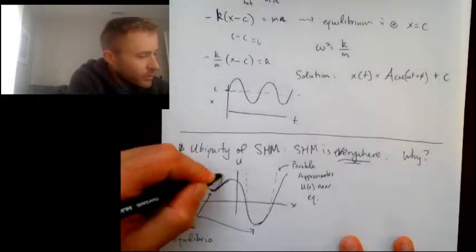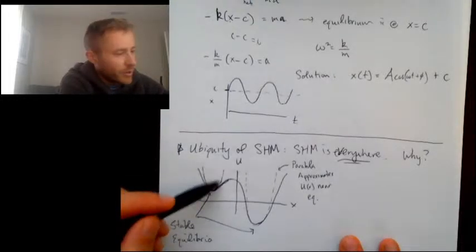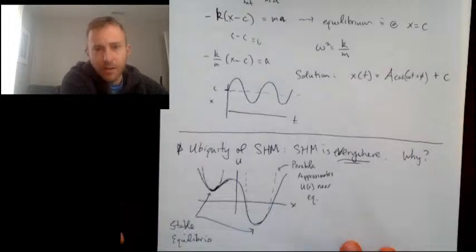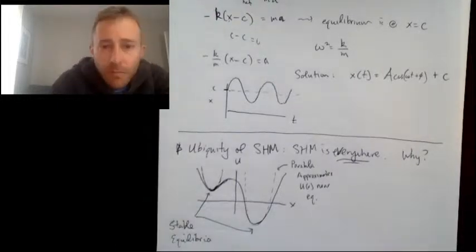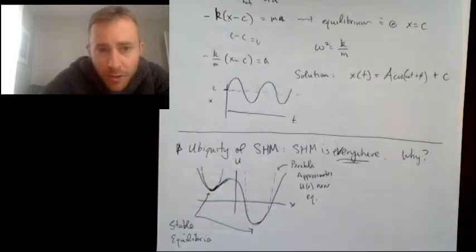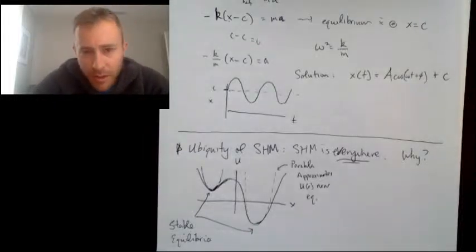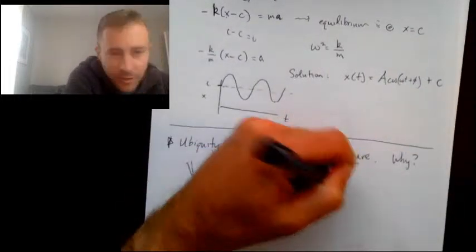So here we can approximate the potential energy near the equilibrium with a parabola. No matter its shape, no matter how crazy it is, we can always approximate it with a parabola. Now, I'm not going to give you the details of why this is true, but I'm going to tell you what the approximation is.